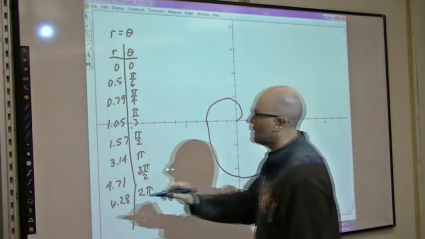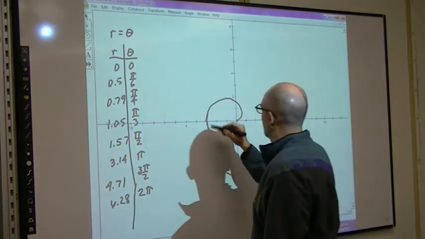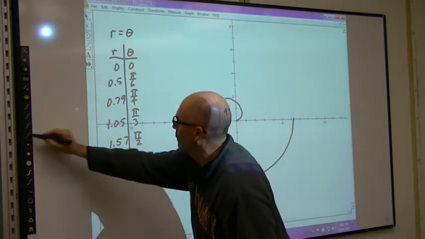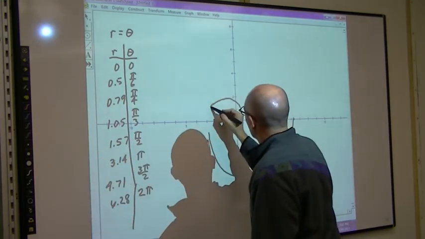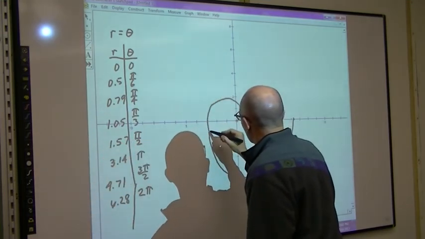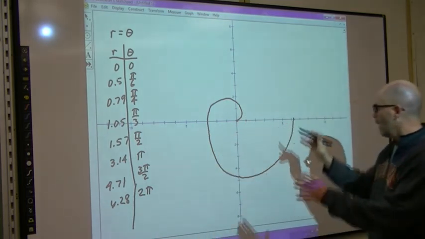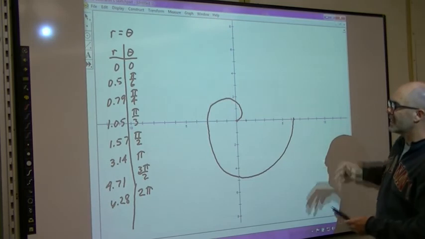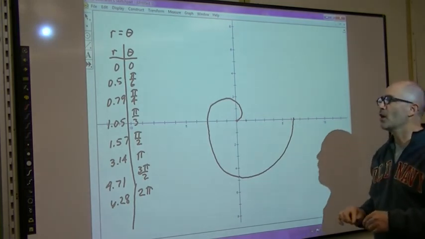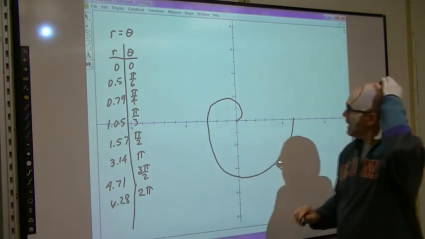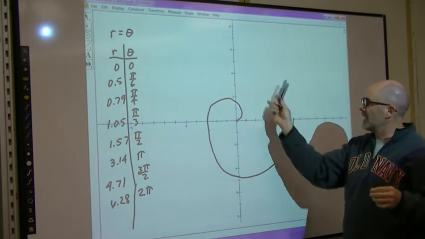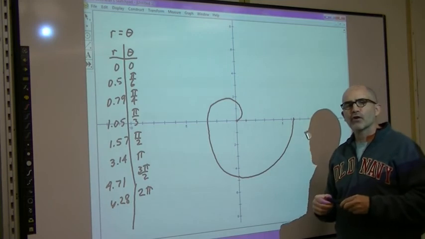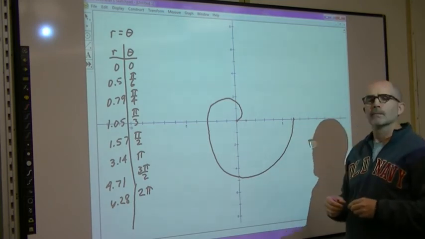Okay, so notice the further this moves around, the further away it gets from the origin, because r equals theta means that as theta increases, the radius increases. And this goes forever and ever.